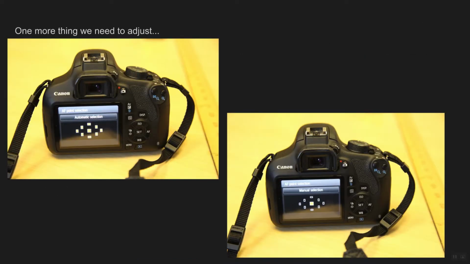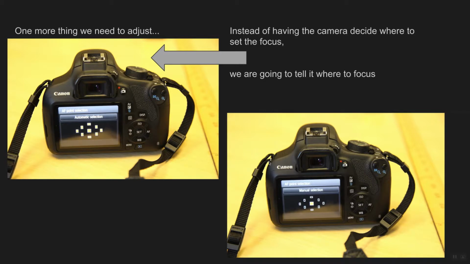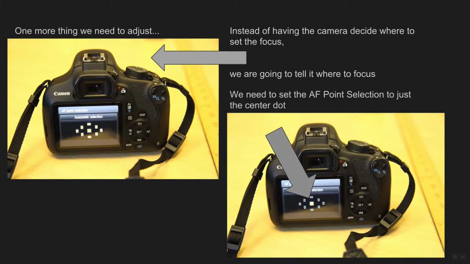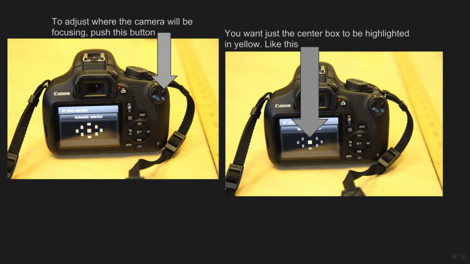Okay, before we can take our photos, there is one more thing that we need to adjust. Instead of letting the camera decide where to focus, we're actually going to tell it where to focus. We need to set the AF point selection to just the center dot. To adjust where the camera will be focusing, push this button right here. You will want the center box to be highlighted in yellow just like this.